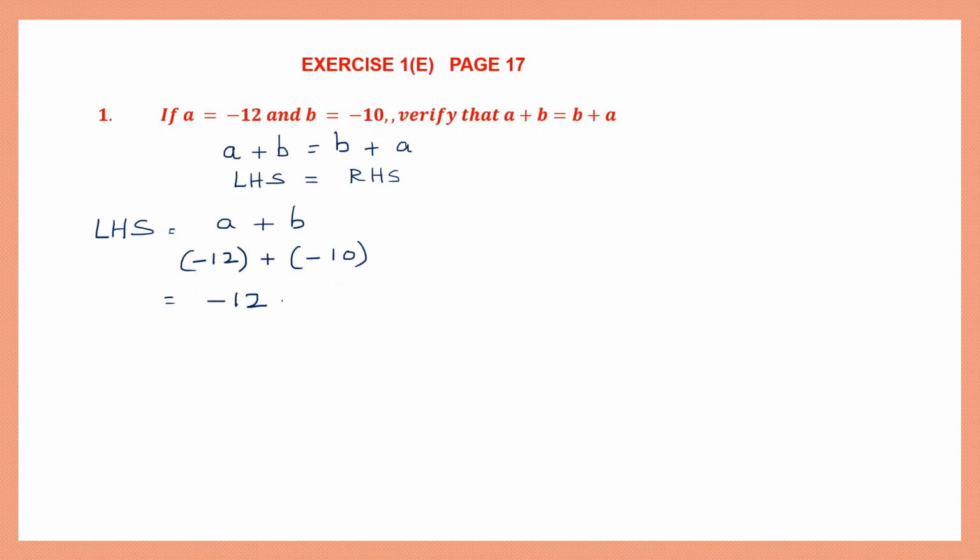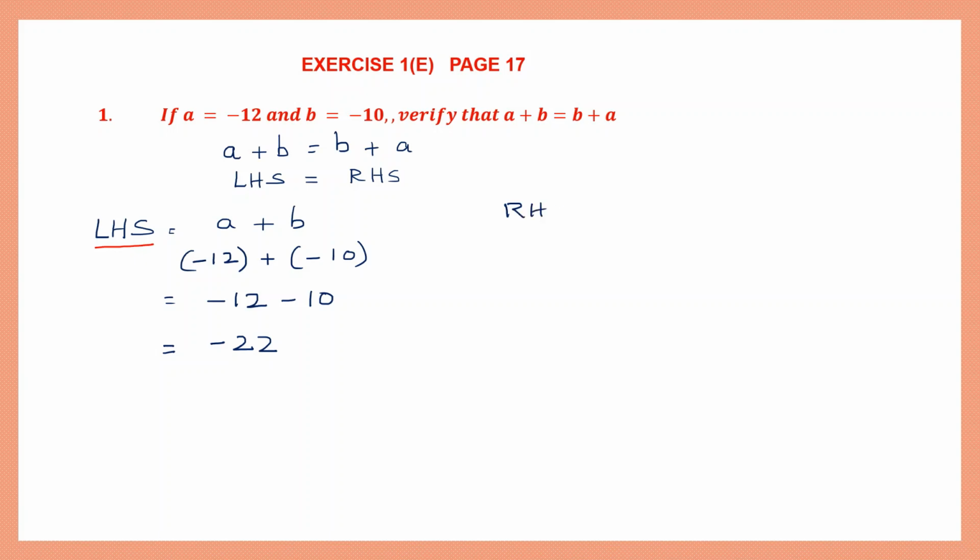So what do we have? Minus 10. Now signs are the same. Both are minus signs. When signs are the same, we put the same sign and we add. 12 plus 10 is minus 22. So on the left hand side, we have done this part a plus b and we've got the answer as minus 22. Now let's take up the right hand side.